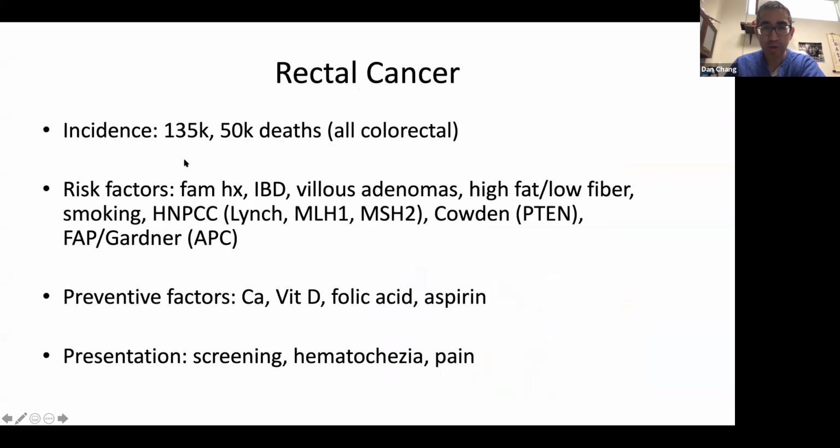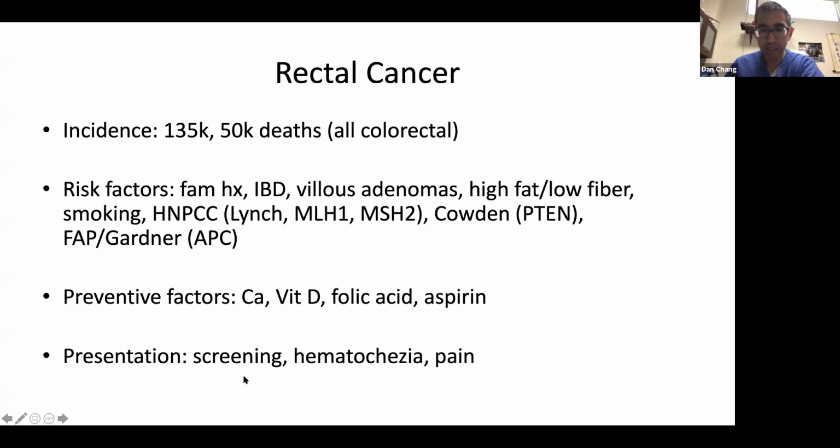Colorectal cancers in general are very common. It's about the third most common cancer, 135,000 cases, of which about 40,000 are rectal cancers. Overall, I mentioned about 53,000 deaths per year. So overall, fairly curable. Lots of risk factors, and a lot of interesting and exciting genetics that we're learning about that can help with targeted therapies. We're not going to say too much about this.